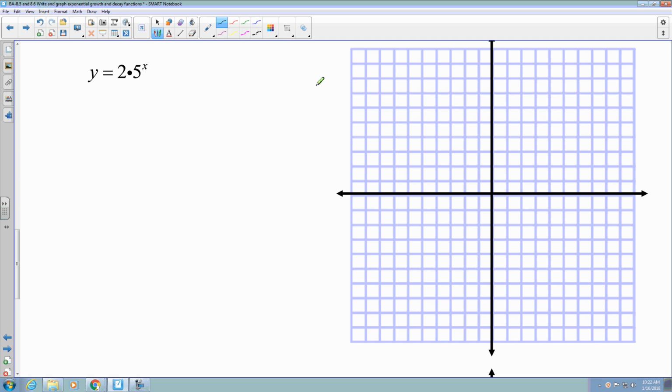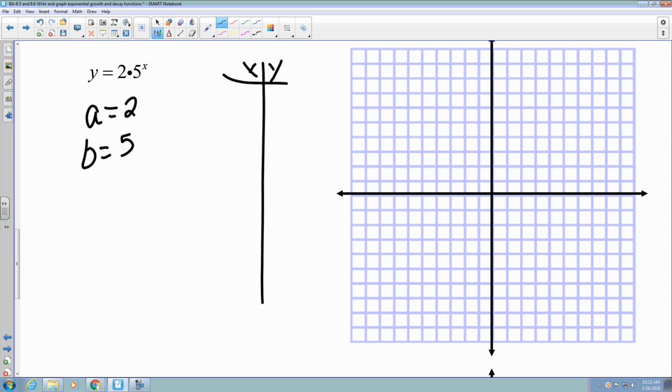Y equals 2 times 5 raised to the x power. In this case, a is 2, b is 5. Make my table. X and y, -2, -1, 0, 1, and 2. 0 gets attached with the y value, whatever a is, so a is 2. This now gets multiplied by 5.